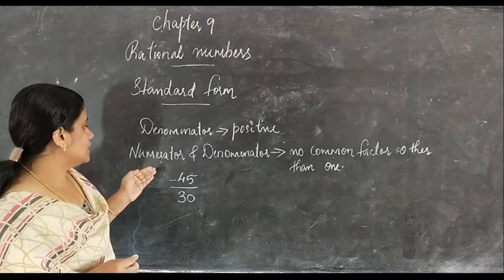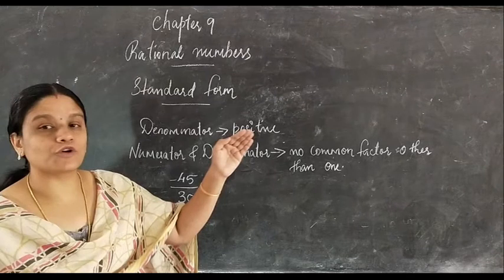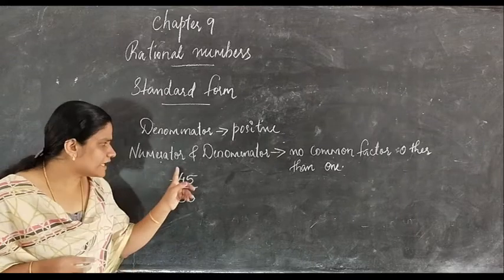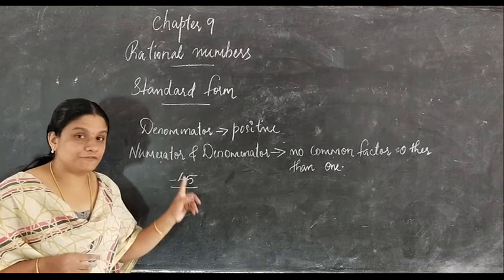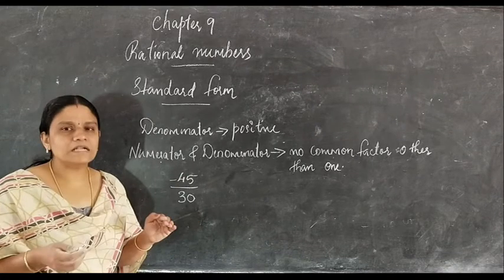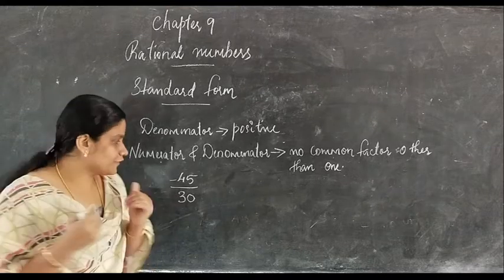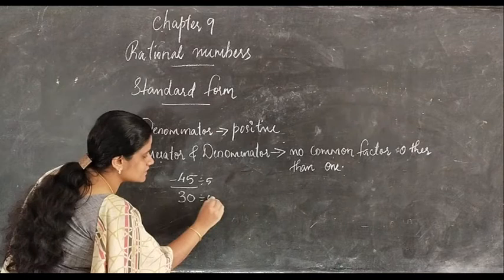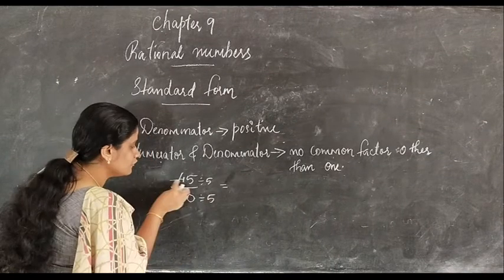The second one is the numerator and denominator should not have a common factor other than 1. So just look at 45 and 30. Is there any common factor here? Yes, is 15 a common factor? Yes, children. Or else you can cancel the common factors step by step. At first, you know that for 45 and 30, 5 is common. So you will divide by the common factor 5. So what do you have?